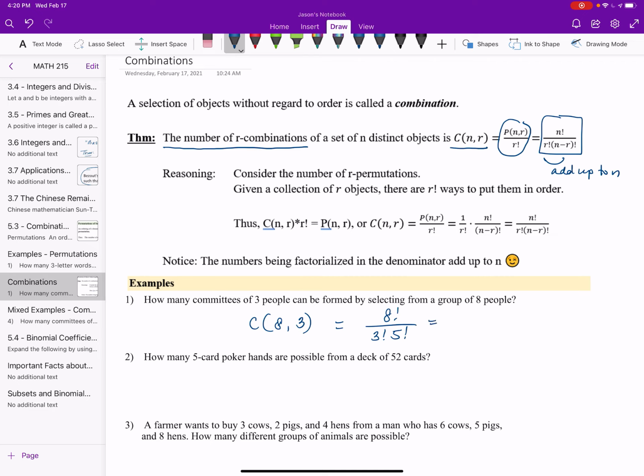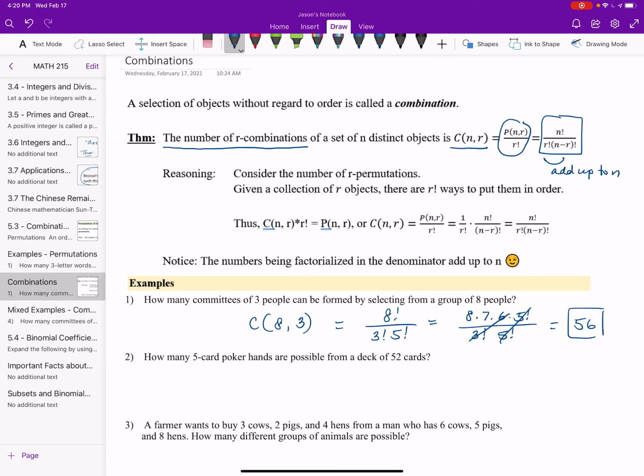Let's see, 8 factorial, I'm going to write it this way: 8 times 7 times 6 times 5, 4, 3, 2, 1, where 5 factorial is the last part. Notice why I stopped at 5 factorial: because I want to cancel out the bigger one. So those go away. 3 factorial is equal to 6, so those go away. We only have 56 different possible groups of 3.